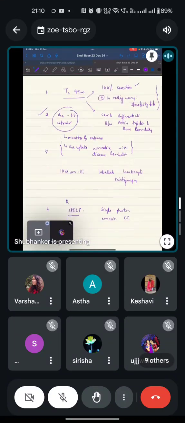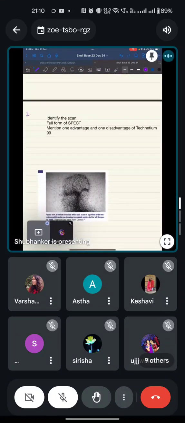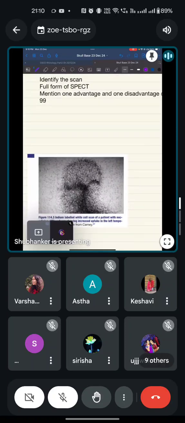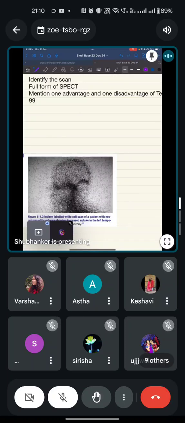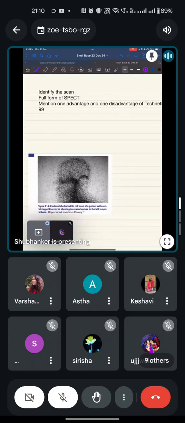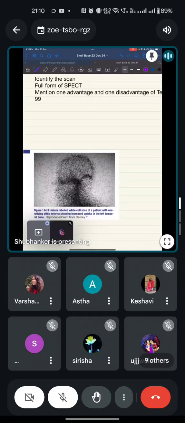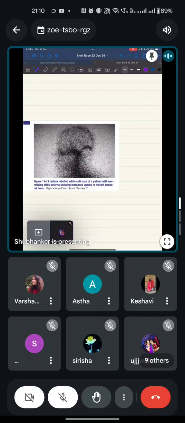Okay, moving ahead. Now, this is the scan of a patient. They have not mentioned anything about it. Identify the scan, full form of SPECT, mention one advantage and one disadvantage of technetium 99. I'll not bog you down with asking this again. I've just taken the short screenshot from Scott Brown itself.